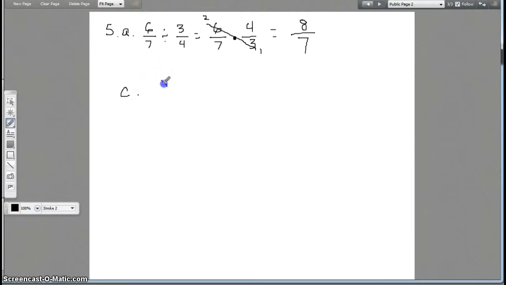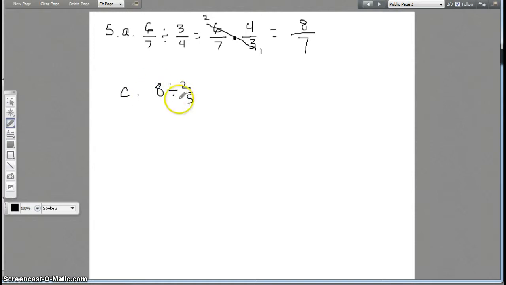Let's hop down and look at part C. Part C is x squared over 2. I'm sorry, I'm on the wrong problem here. That's part C from number 6. Let's look at part C from number 5, and that is 8 divided by 2/5.